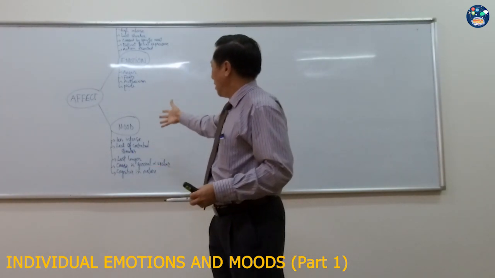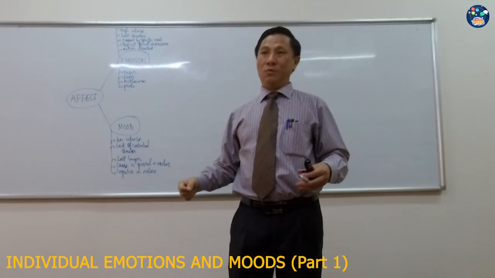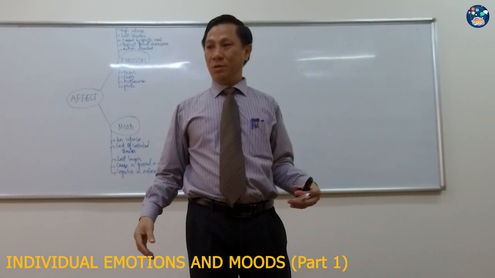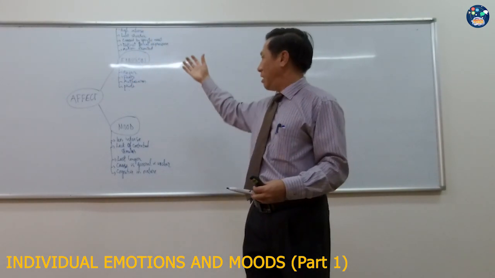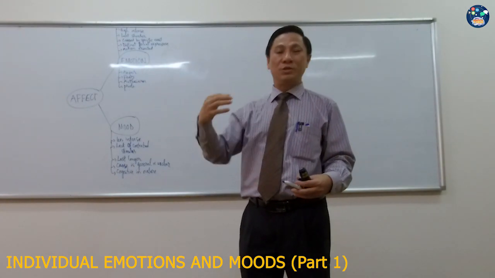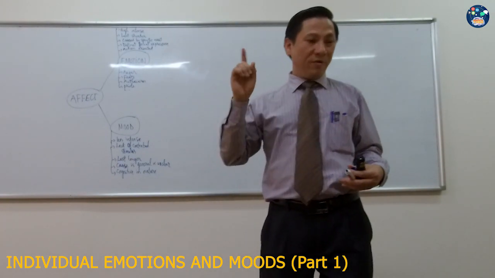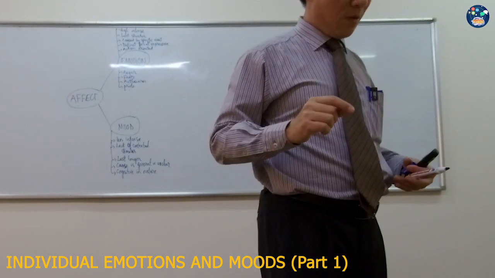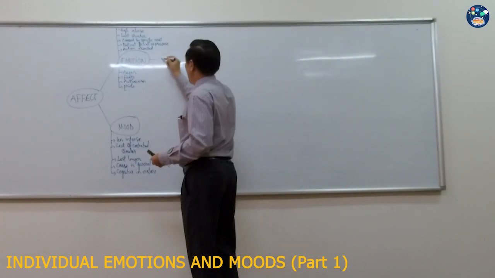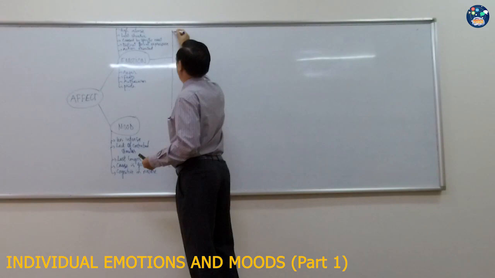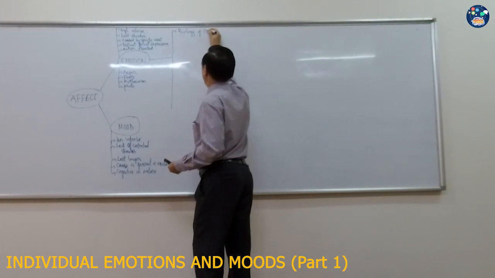Now how can we understand emotion and mood? People conducted research and found out the components of emotion and what causes emotion and mood. The first thing they came up with is the biology of emotions. So people conducted research and they found something.